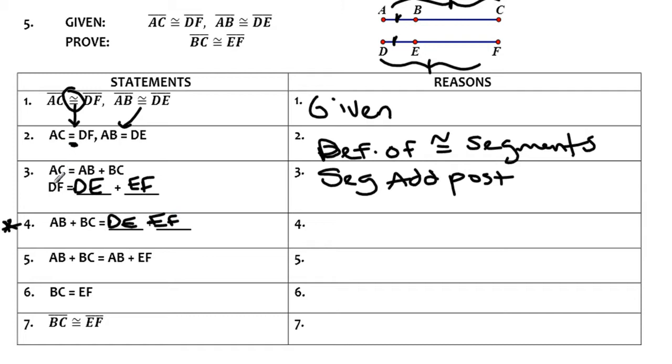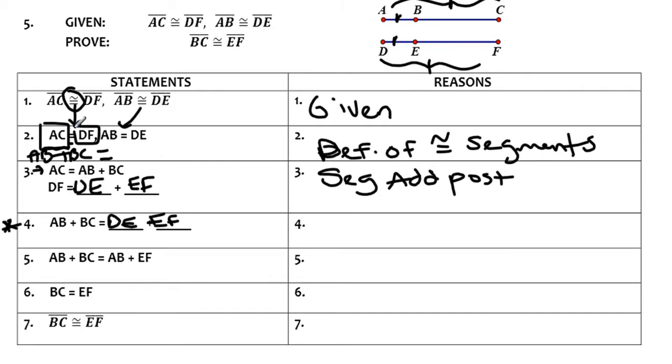Okay, watch carefully. Up here, we said that AC equaled DF. And then down here, we defined what AC was. We said AC was the same thing as AB plus BC. So what I'm going to do is replace this AC that was given with what we said it equaled, AB plus BC.